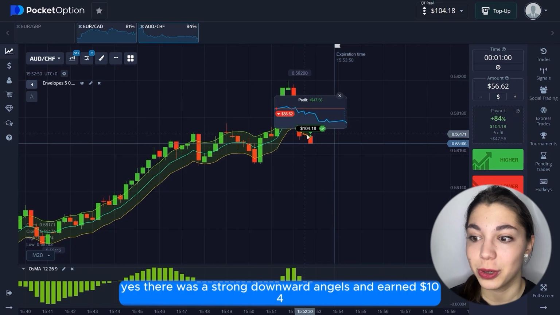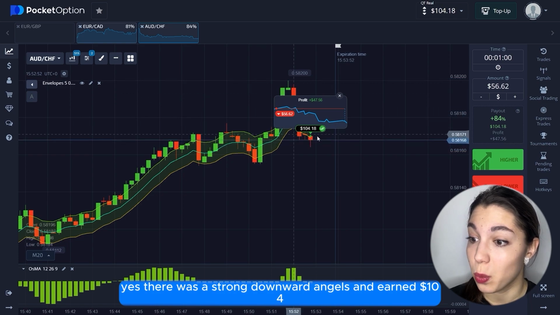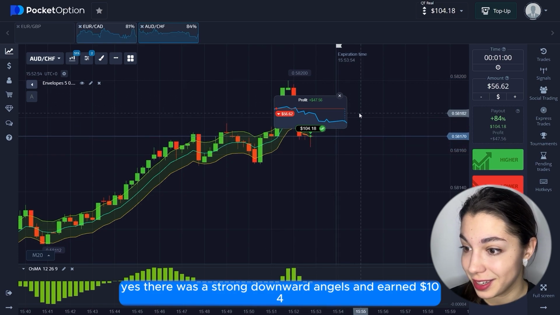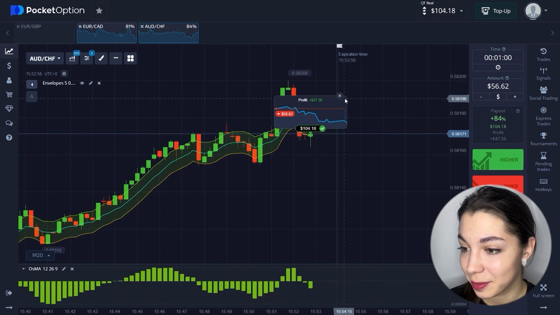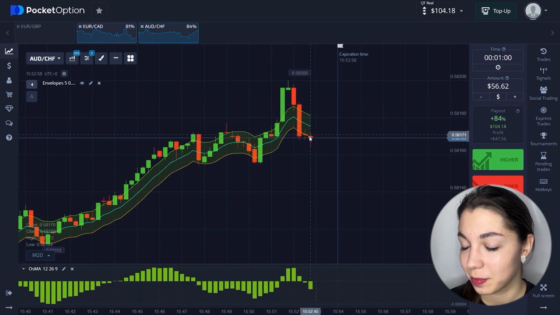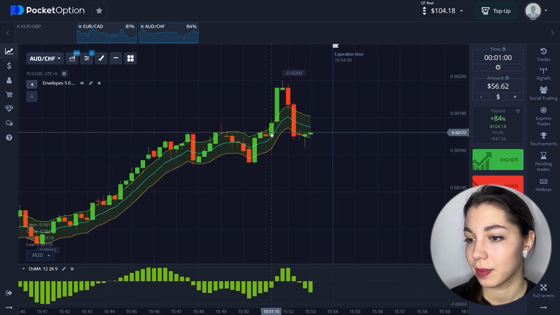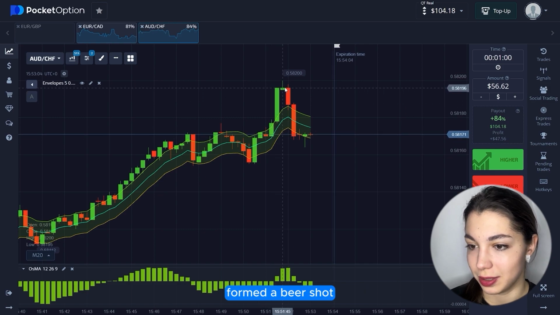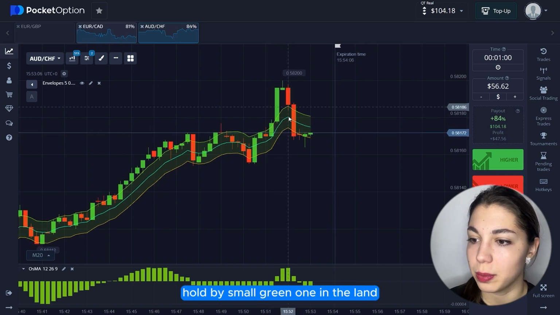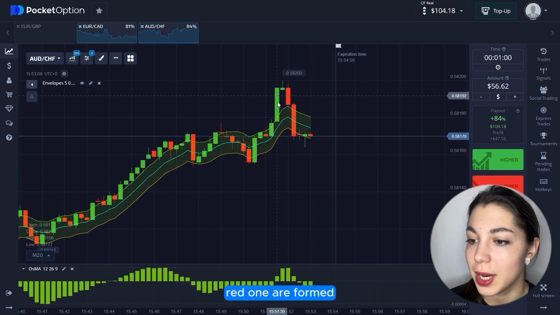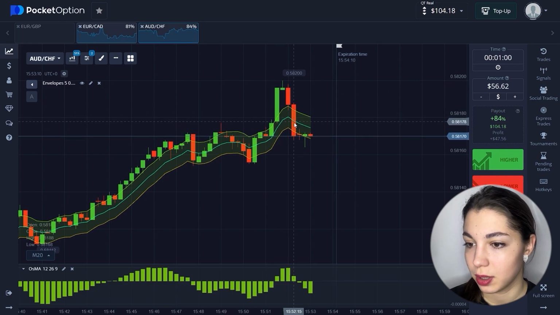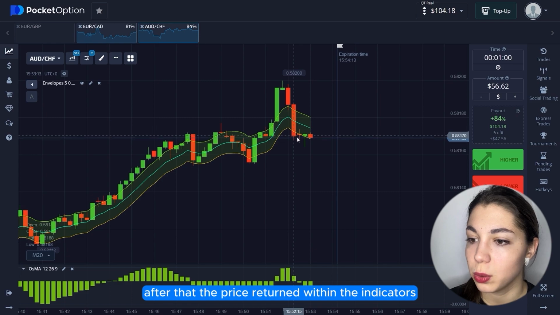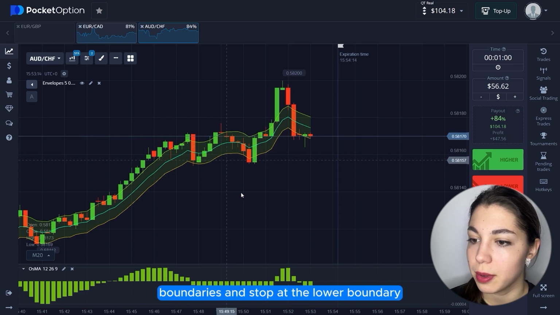Yes, there was a strong downward impulse and we earned $104. The price went even higher and formed a bearish pattern. A large red candle followed by a small green one and a red one were formed. After that, the price returned within the indicator's boundaries and stopped at the lower boundary.